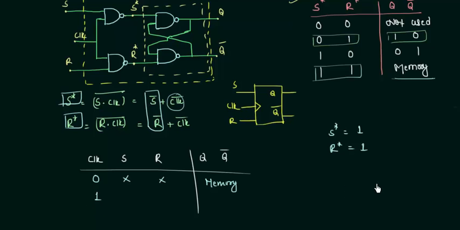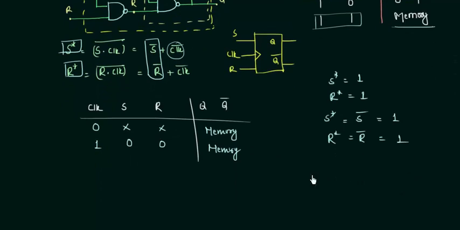Now if clock is 1, let's see what is the value for S star and R star. S star will be equal to S complement and R star will be equal to R complement, because the complement of 1 is 0. Okay, so the clock will have no effect on the S star and R star. So let's see what we are having in this case. When S is 0 and R is 0, it means S star is 1 and R star is also 1. So again the last case, and we are having the memory.